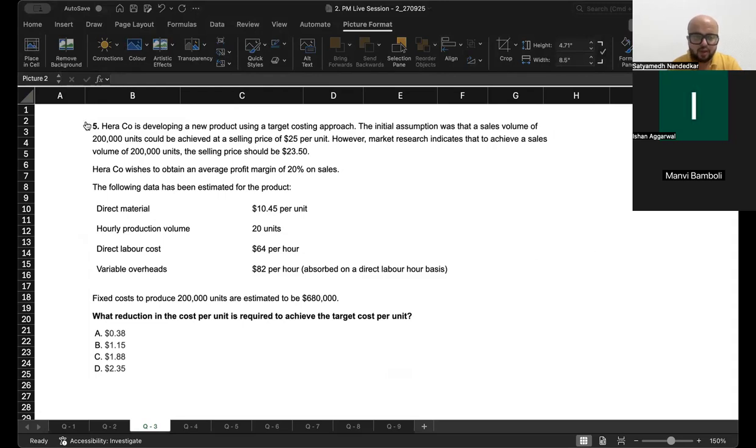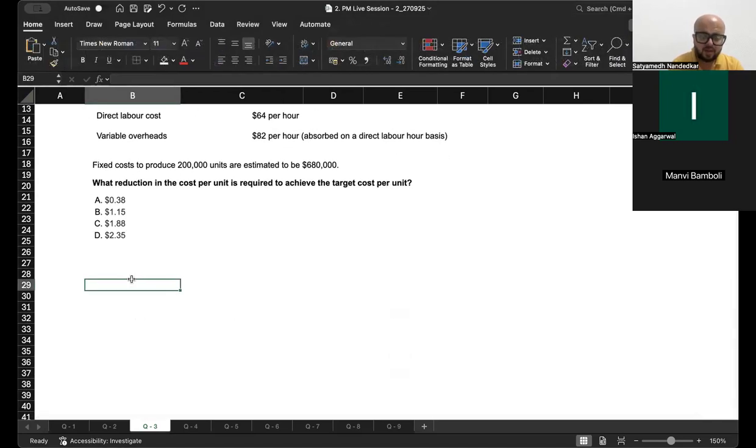Now here, this is a question on target costing. What do they want us to calculate? They first of all want us to calculate the reduction in cost per unit to achieve the target cost. Right now, what is the selling price per unit?